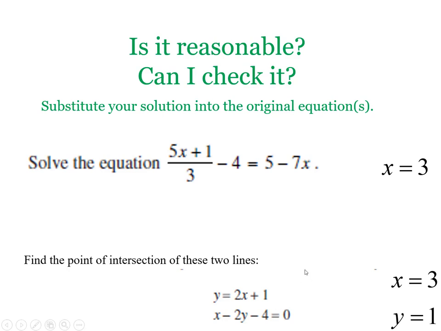Likewise with simultaneous equations, you think you have found the point of intersection. You may have drawn the graphs already. You got 3, 1 as the point of intersection. Y equals 1. So y equals 1 equals 2 times 3. Oh, that's not right. 1 equals 7. That can't be right. If I had time, I could have another go.